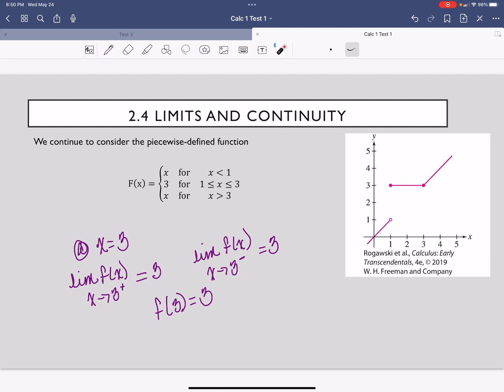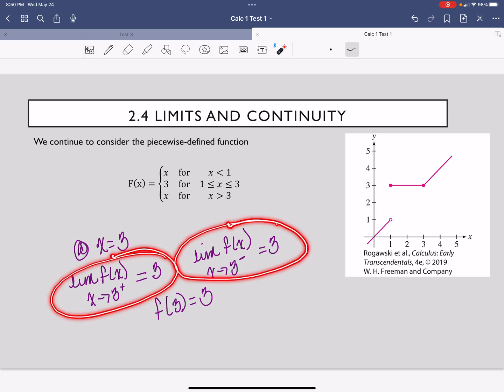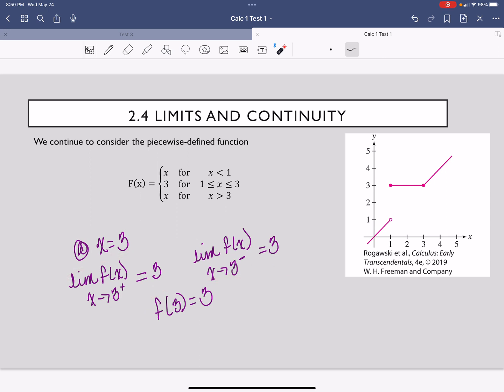Now, because this limit from the right and this limit from the left agree, that means the limit exists. So we've got the limit as x approaches 3 of f of x, and that is 3. So that means we are continuous at x equals 3. Okay, we are continuous at x equals 3.